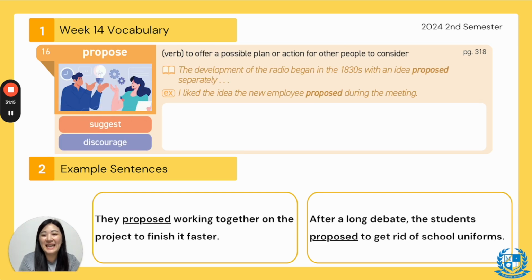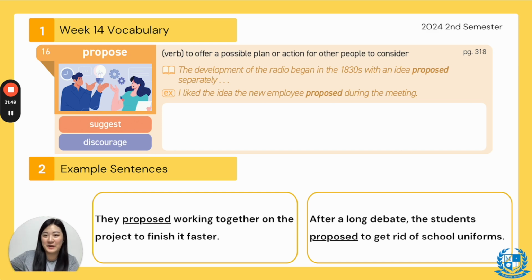Number 16, everyone say propose. Propose. The synonym is suggest and the antonym is discourage. It's a verb and it means to offer a possible plan or action for other people to consider. So you're giving them an idea to propose something. In our book, it says the development of the radio began in the 1830s with an idea proposed separately. So they just got an idea and they said, let's do it.